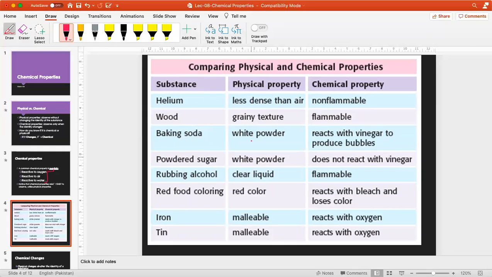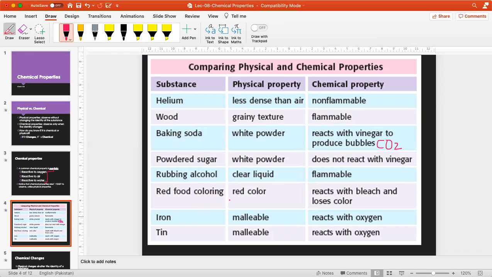Baking soda is a white, amorphous powder, okay? And its chemical property is that when it reacts with vinegar, it produces bubbles of carbon dioxide gas. Bubbles of what? Carbon dioxide gas. Next, we come to powdered sugar. This is a white powder and it does not react with vinegar. Rubbing alcohol is a clear liquid and it is highly flammable. Rubbing alcohol is a clear liquid and a very dangerous thing.